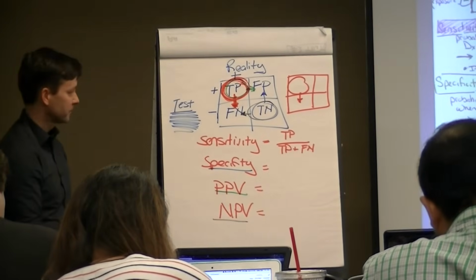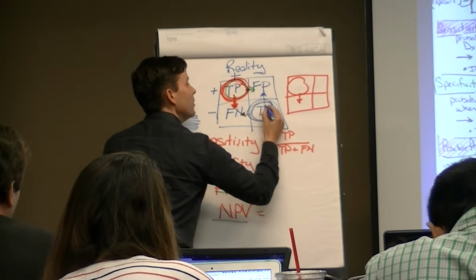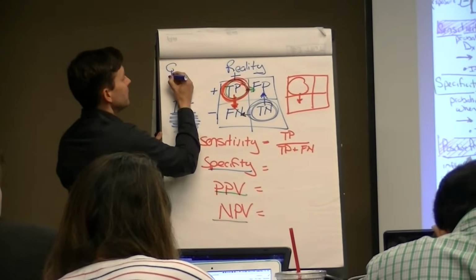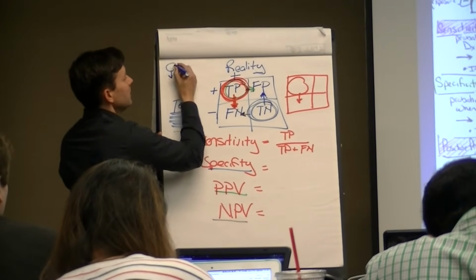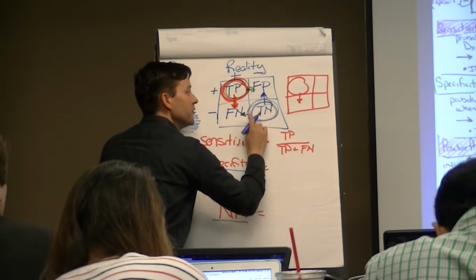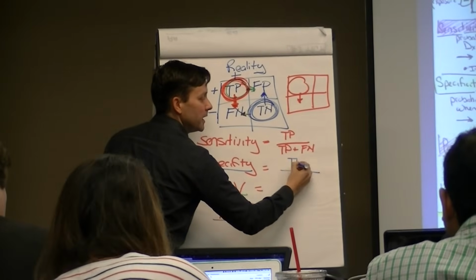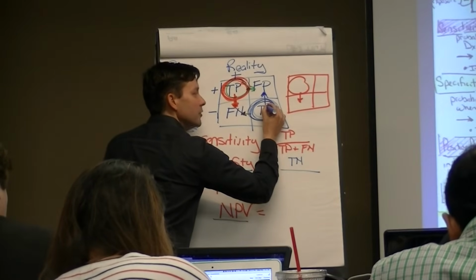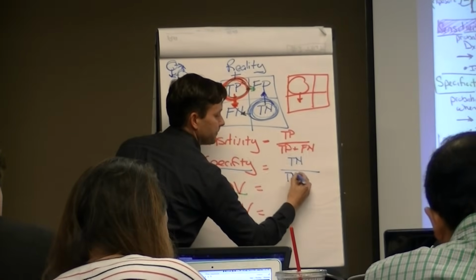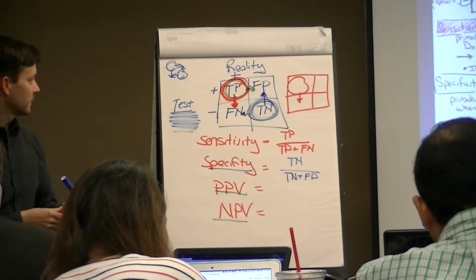It works every time. For specificity, I went like this, going up. All I'm doing on this whole four-corner deal is going here, and here, and then there. Sensitivity, specificity. What did I circle? True negative. What did I connect? True negative and false positive. So there's your formula for that one.